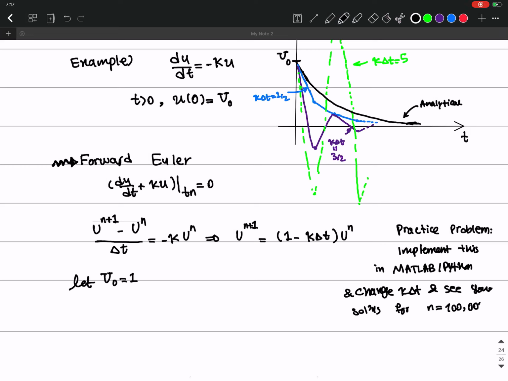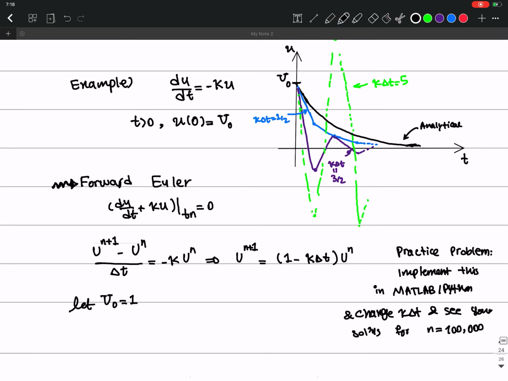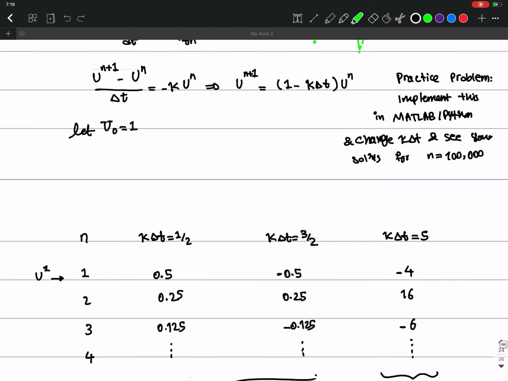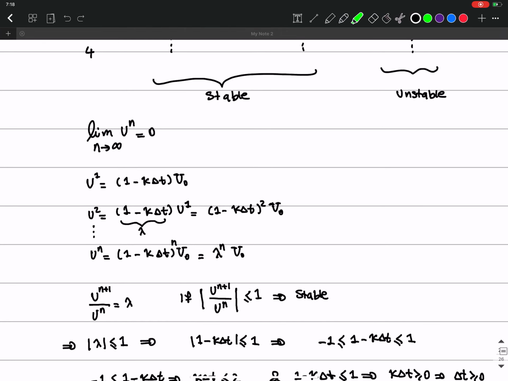Okay, and what you will see is, for example, if your delta t is large, you will see that MATLAB is going to give you, for example, inf, which means infinity, or NaN, right? This is because your solutions are going to blow up. So here it means that your delta t needs to satisfy a criterion and should be small in order for your solutions to be stable.